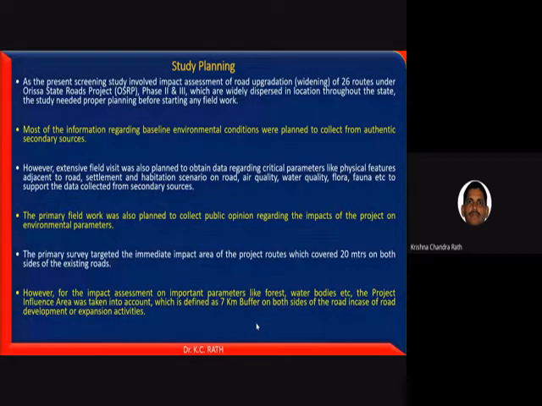However, an extensive field visit was also planned. The primary field work was also planned to collect public opinion regarding the impact of the project on environmental parameters. The primary survey targeted the immediate impact area of the project routes, which covers 20 meters on both sides of the existing roads. However, for the impact assessment, for important parameters like forest, water bodies, etc., the project influence area is taken into account, which is defined as a 7-kilometer buffer on both sides of the road in case of road development or expansion activities.